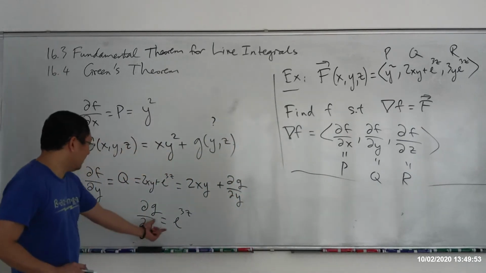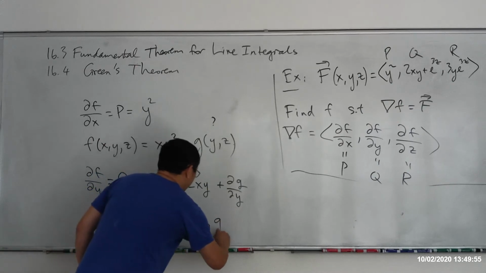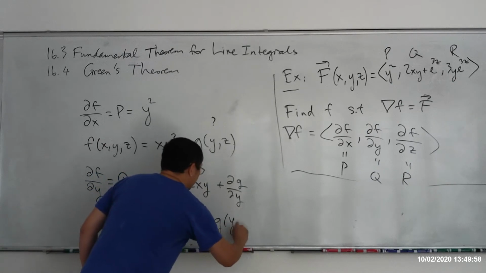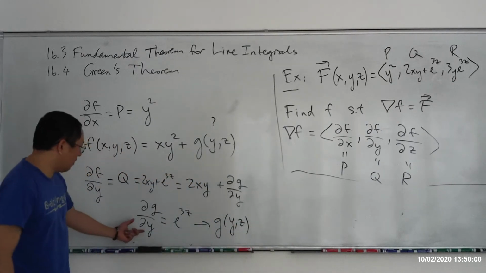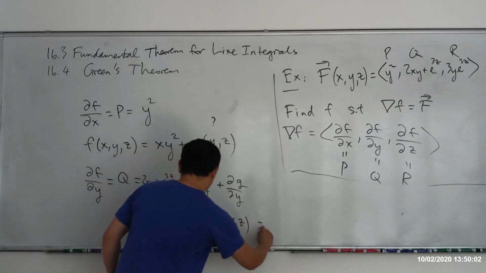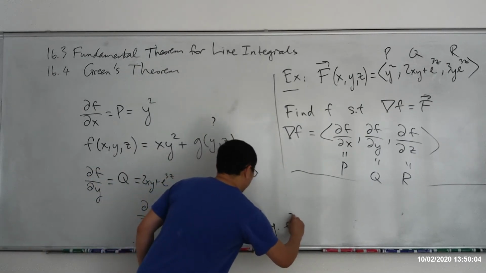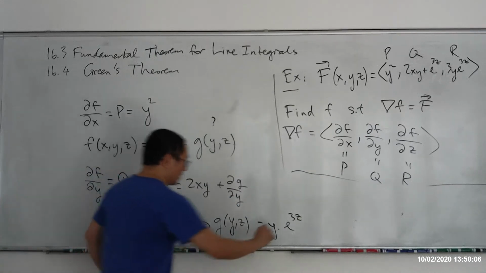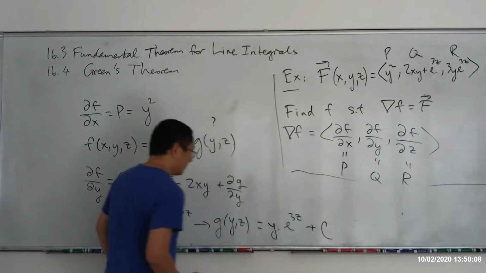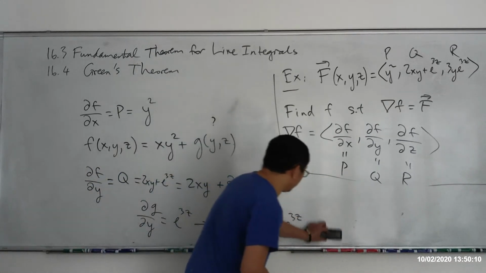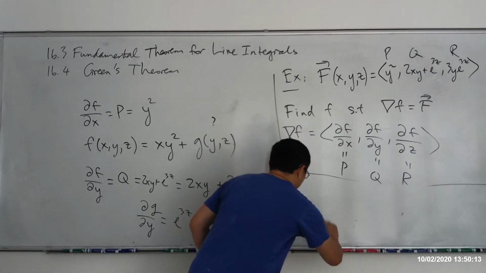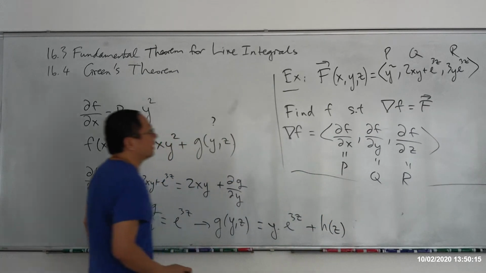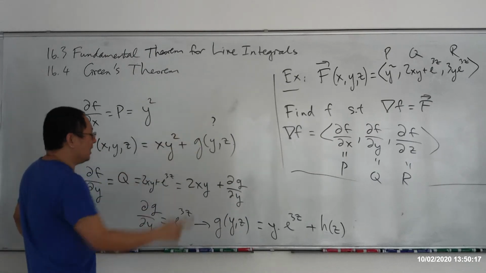And now you can find out the function g in here, g of y, z. You take the derivative in terms of y, it's going to be this, so that one is going to be y times e to the 3z, right? Plus a constant. For a constant right here it's going to be a function in terms of z. One more time, I apologize, I didn't see the e to the 3z right here.